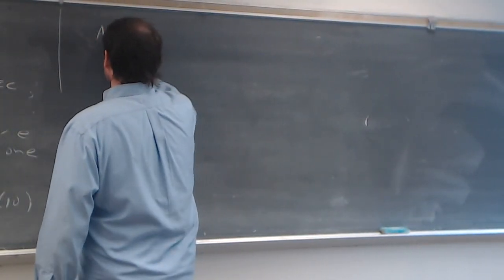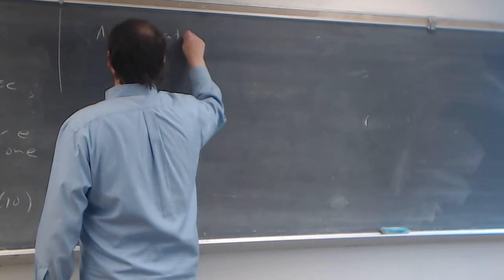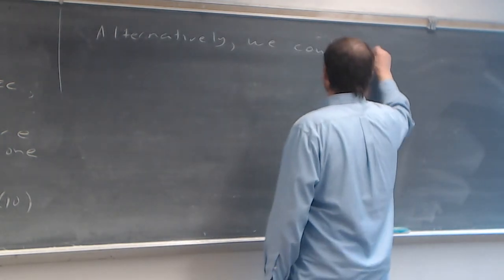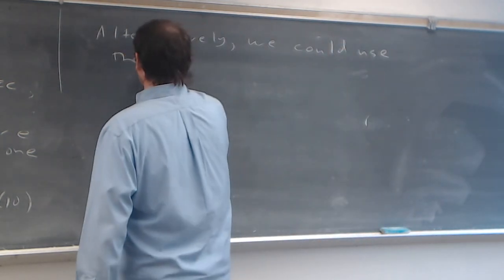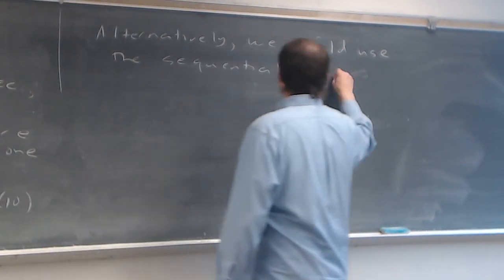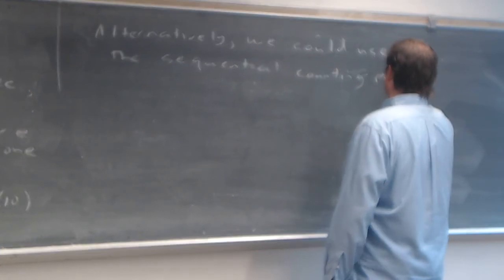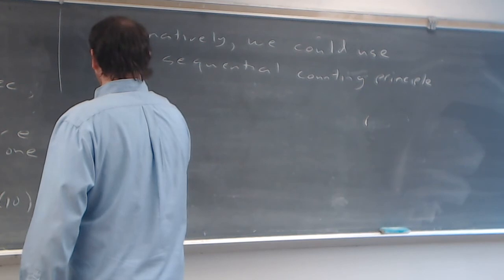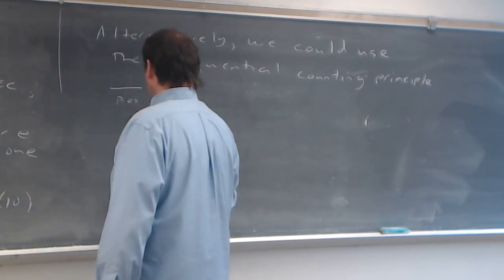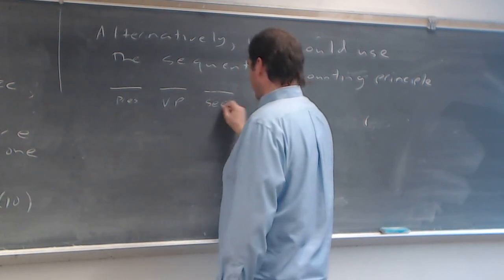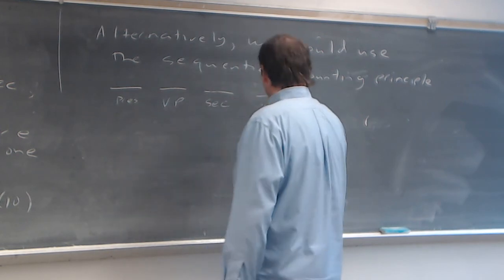An alternative way of thinking about this problem, we could use the sequential counting principle. In this way, what I'm thinking is that we have the event of getting a president, followed by the event of getting a vice president, then getting a secretary, then getting a treasurer.